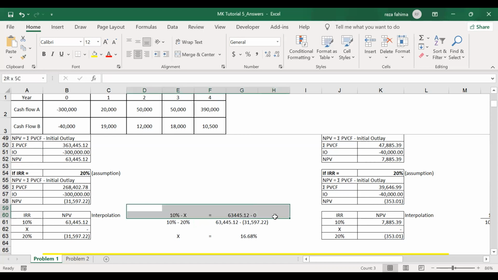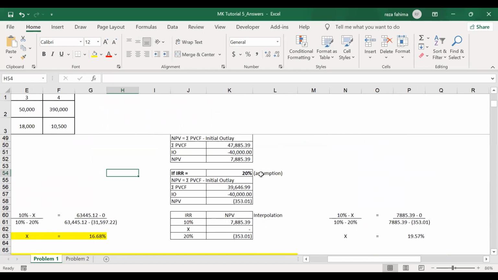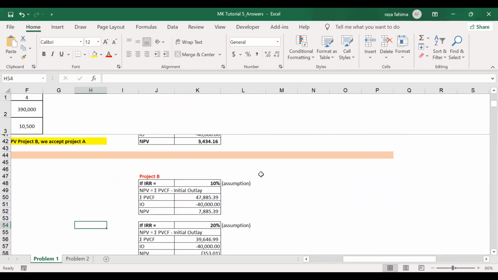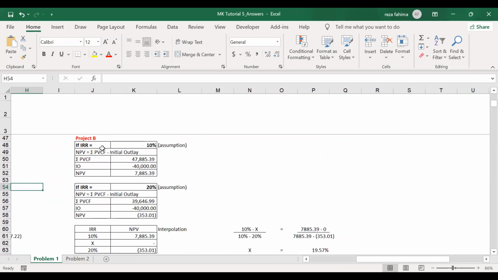And we substitute all this, and then we get our IRR equals to 16.68% for project A. I'm gonna mark this. And for project B, we're gonna do exactly the same way. My assumption is the IRR 10% and the IRR 20%. It is the same with project A.